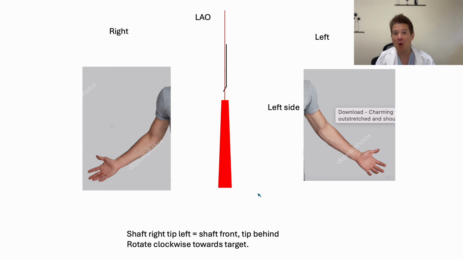But we know in this case that the shaft is in front and the tip is behind, which means the wire is near me and then it points away from me. If it's near me and it points away from me, and now in the LAO it is slightly pointing towards the left side, what do I need to do? What do I need to rotate? I need to rotate this way, which is clockwise. So I need clockwise rotation. That's how we work it out.